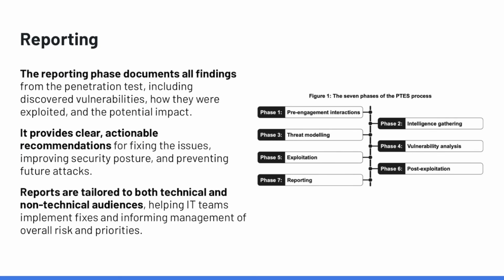But once we do that, we need to communicate with our client, similar to how at the very beginning of this process, we had to have a discussion with our client about what they wanted from this particular process. And that's going to be the reporting phase. So here we're mainly doing documentation. We're documenting all the findings from a penetration test, including what vulnerabilities we discovered, how they were exploited, and what the potential impact could be on our system from an operations perspective, a financial perspective, a legal perspective, etc. Then we give recommendations for how to fix these issues.